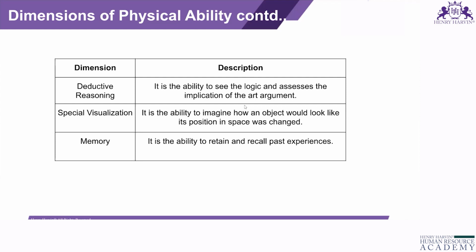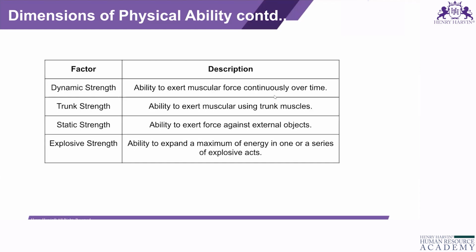Then spatial visualization is the ability to imagine how an object would look if its position in space was changed. In every image there will be some change. Like in the first image it will be 90 degrees, then in the second it will be some other degree. Accordingly, you have to tell what degree or direction the next image will be at. Then memory is the ability to retain and recall past experiences.